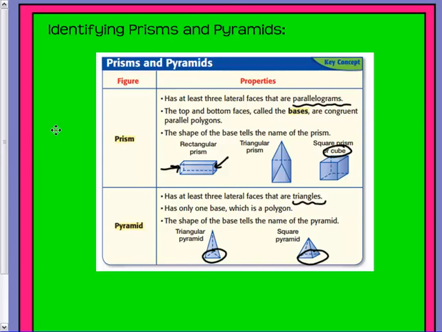So again, there's a lot of vocab here. I need you to either print them out or make sure that you have them written in your notebook, okay? So make sure you utilize that print feature that I have on Blend Space.